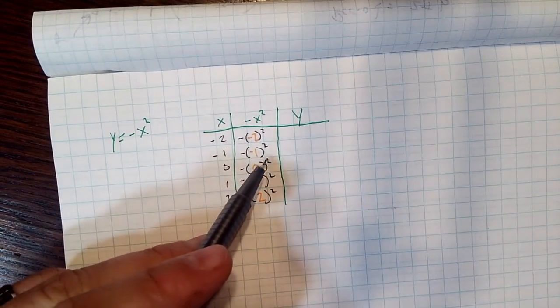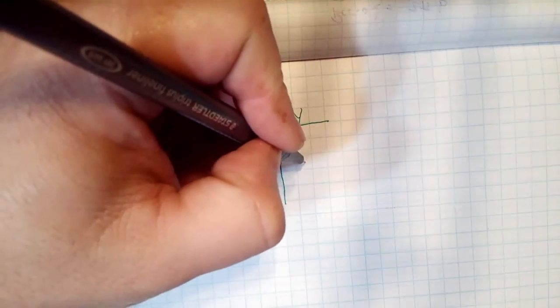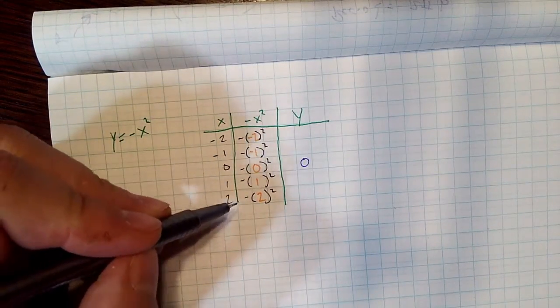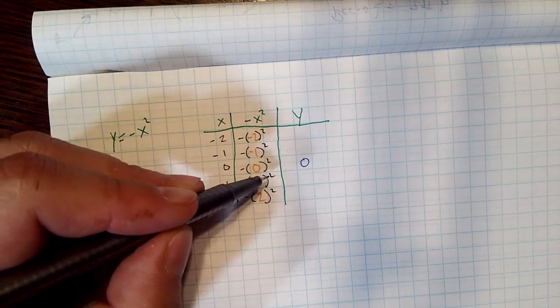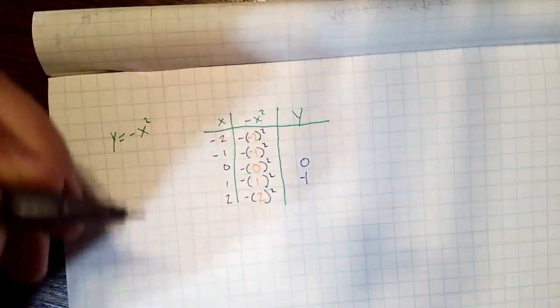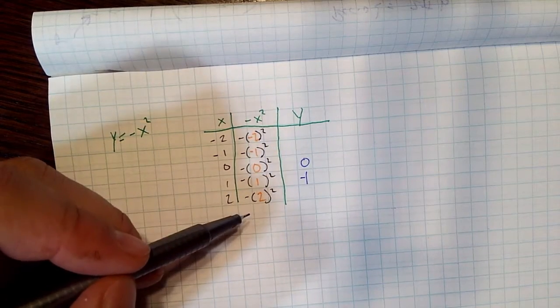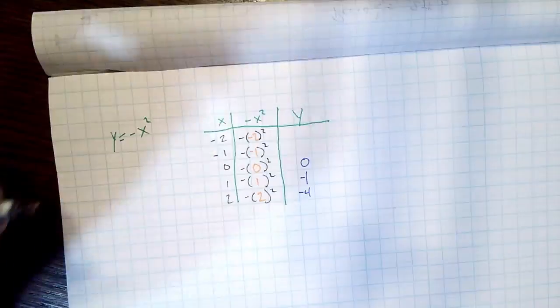So 0 squared is just 0. Okay, 1 squared is 1, but this negative sign is on the outside, so 1 squared is 1, but then we have a negative, so it's negative 1. Okay? 2 squared is 4, but then we have the negative, so it's negative 4.